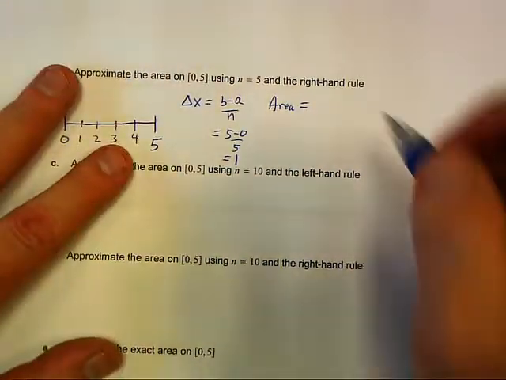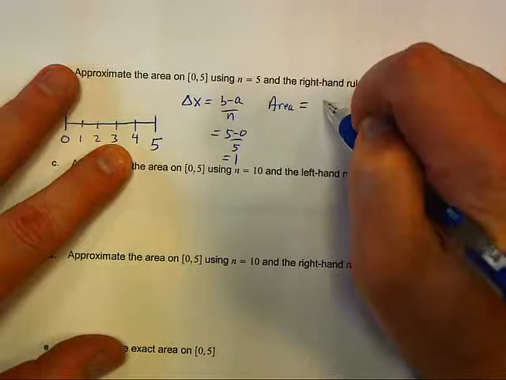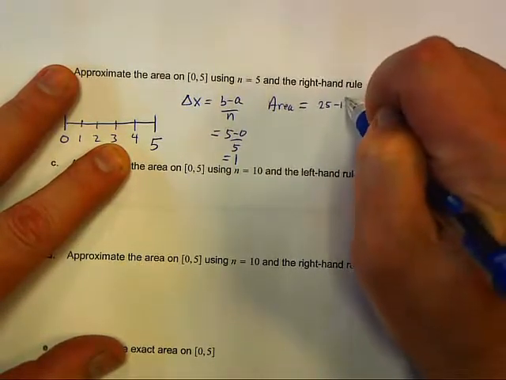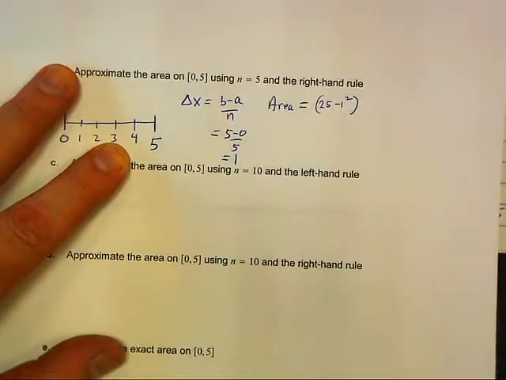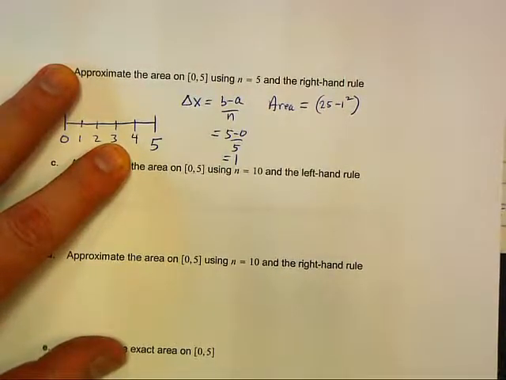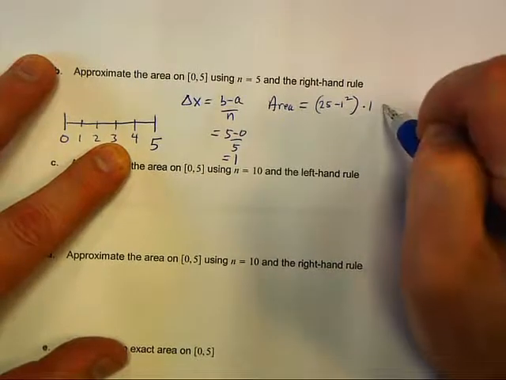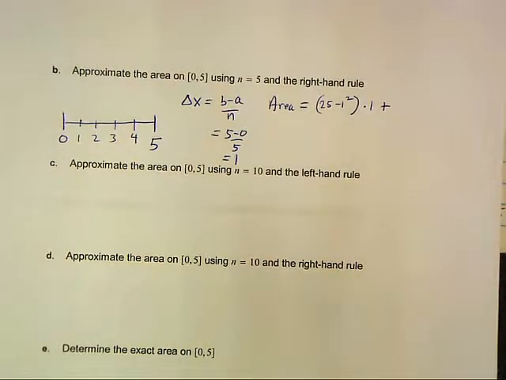What do I get when I plug 1 into my function? 24. But I'm going to write it as 25 minus 1 squared, and you'll see why in a minute. That is 24, times the width. How wide is the first rectangle? 1. How wide are all the rectangles? 1. Times 1.